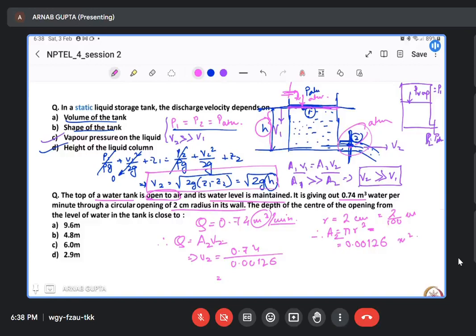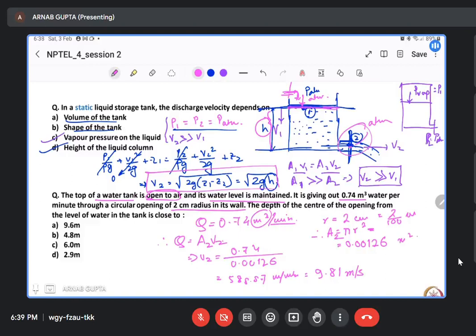0.74 divided by pi r square, that is divided by 0.02 square. Yeah, I am getting 588.87 meter per minute. So just converting it to meter per second, you will get 9.814 meter per second. So that is V2.